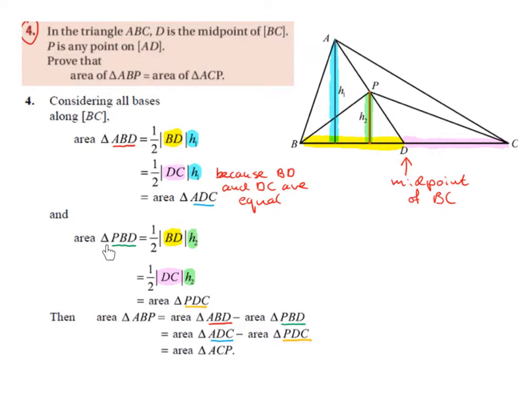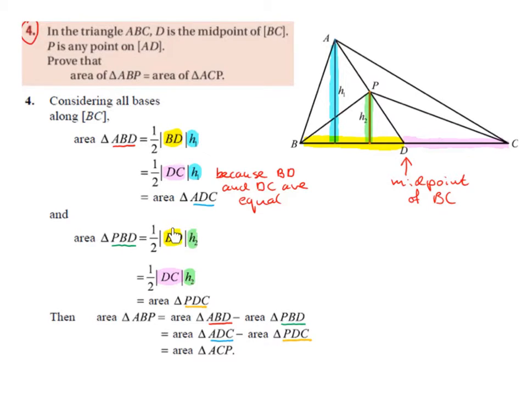And the area of the triangle PBD, so PBD, again is half times base times height, the base being BD and the height being H2. So we're going to label this perpendicular height here, this green line, as H2. So the area of the triangle PBD is half times base times height. So half times BD times H2.